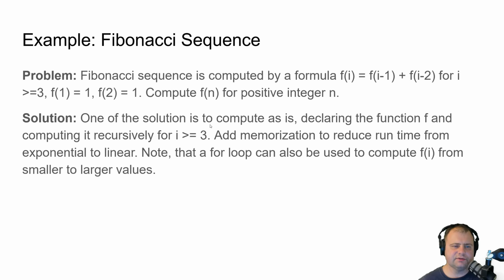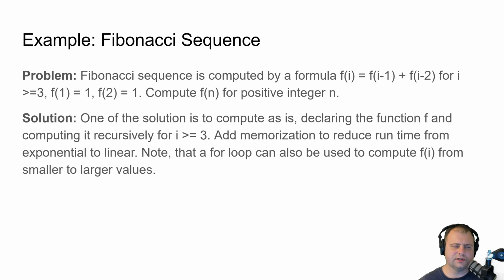A simple example is the Fibonacci sequence. It's computed by the formula f_i equals f_(i-1) plus f_(i-2) for i more than or equal to 3, and f_1 is 1, f_2 is 1. You need to compute f_n for positive integer n. There are a couple of approaches to this, and one solution is to compute as is: declare function f, and if the argument is more than or equal to 3, we just do the recursive calls, and otherwise we just return 1 if i is 1 or 2.